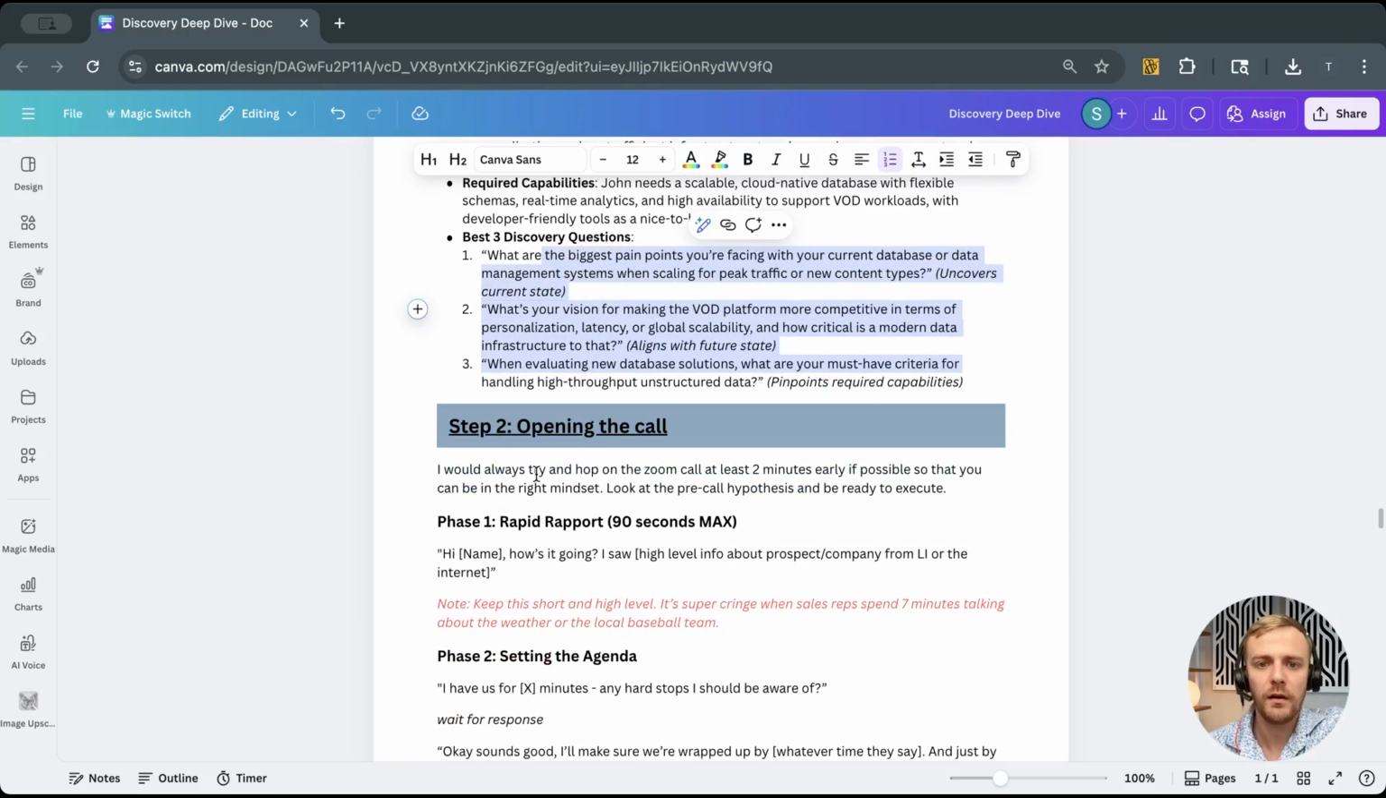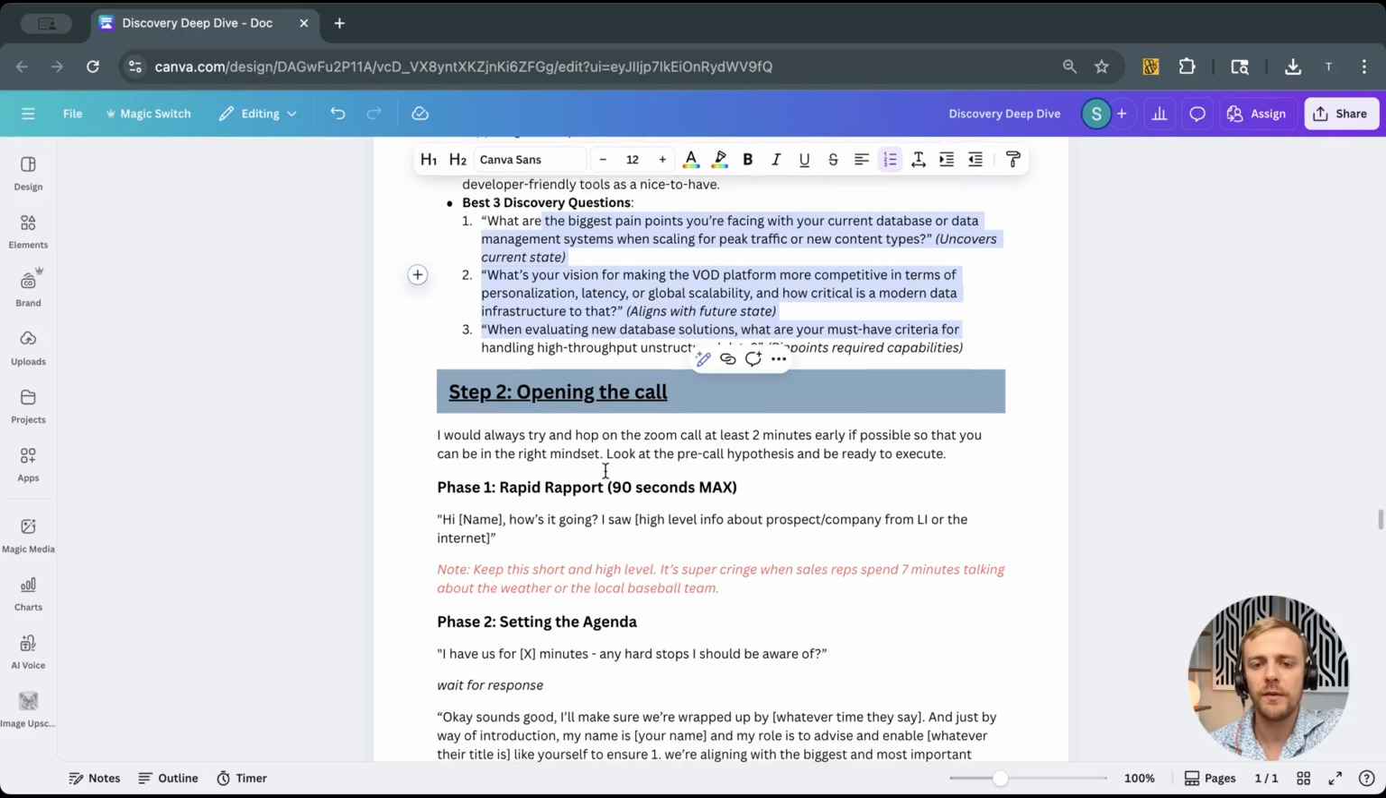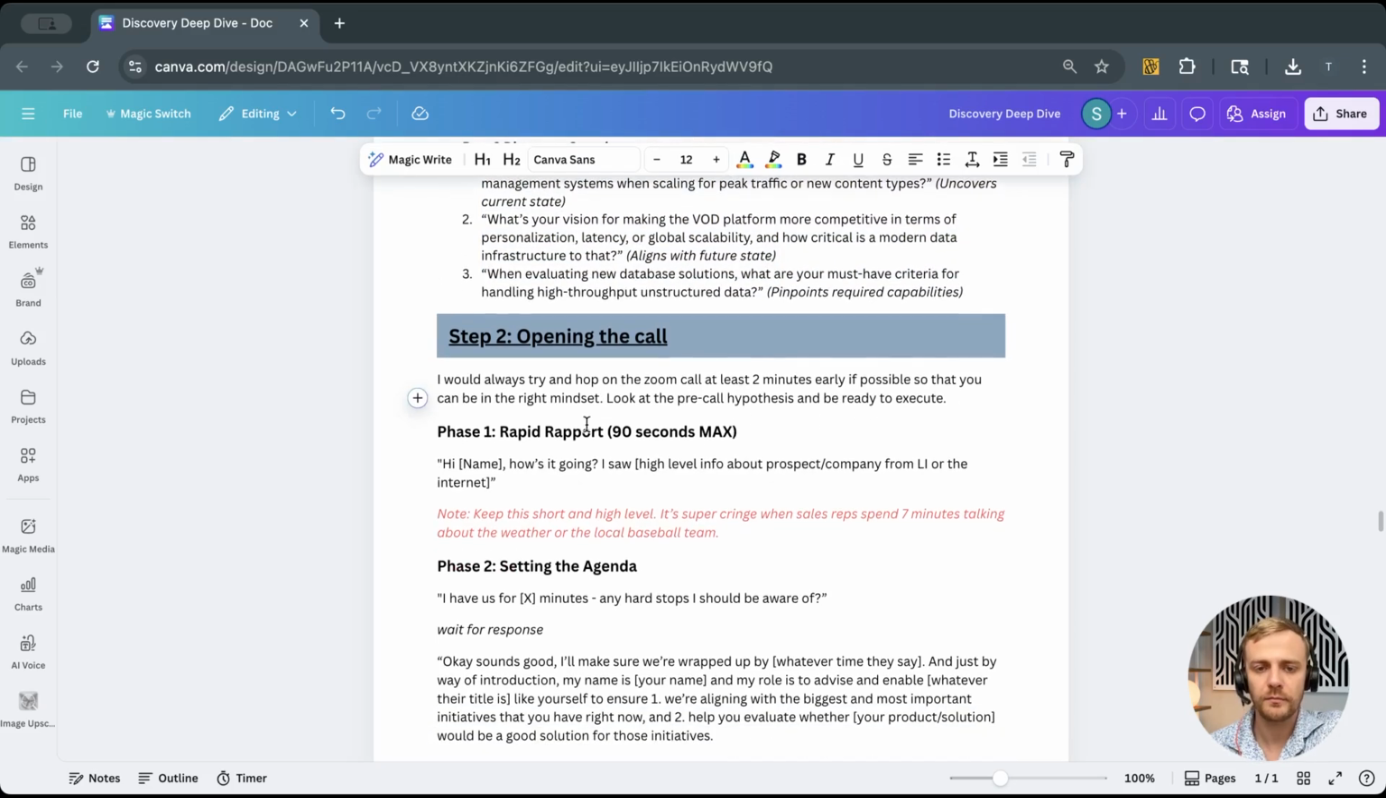Okay, step 2 is opening the call. I would always try and hop on the Zoom call at least 2 minutes early if possible so that you can be in the right mindset. So look at the pre-call hypothesis and be ready to execute.